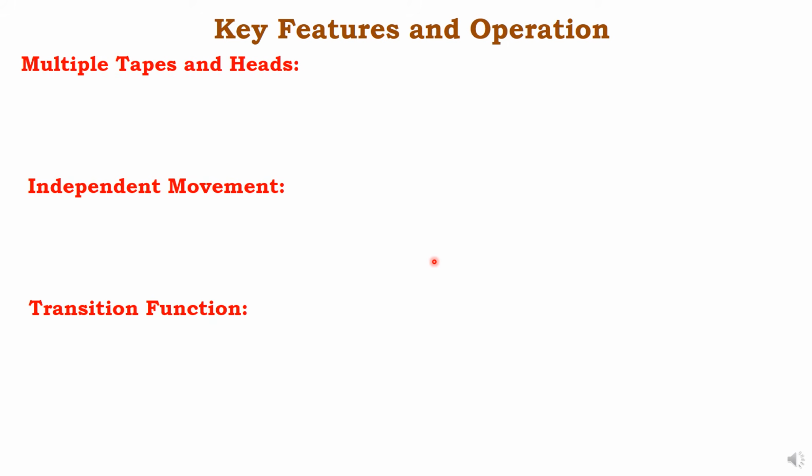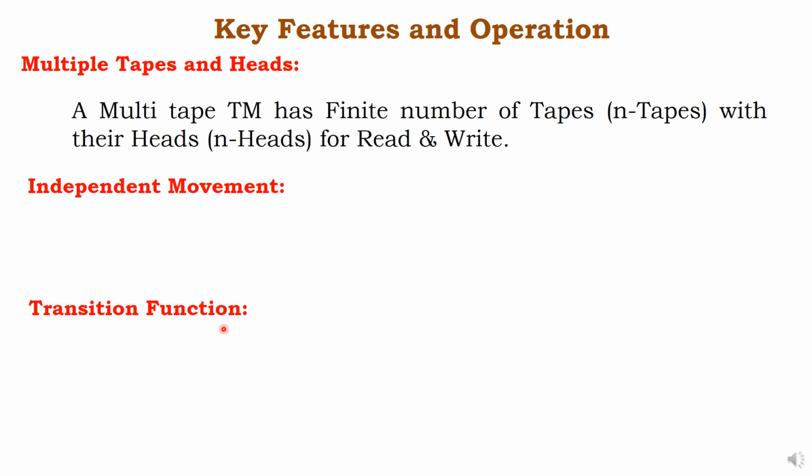There are some key features and operations of a multi-tape Turing machine. They are multiple tapes and heads, independent movement, which I just told, and the transition function. What are multiple tapes and heads? A multi-tape Turing machine has a finite number of tapes. We call it n tapes. In the diagram I have shown 3 tapes with 3 heads.